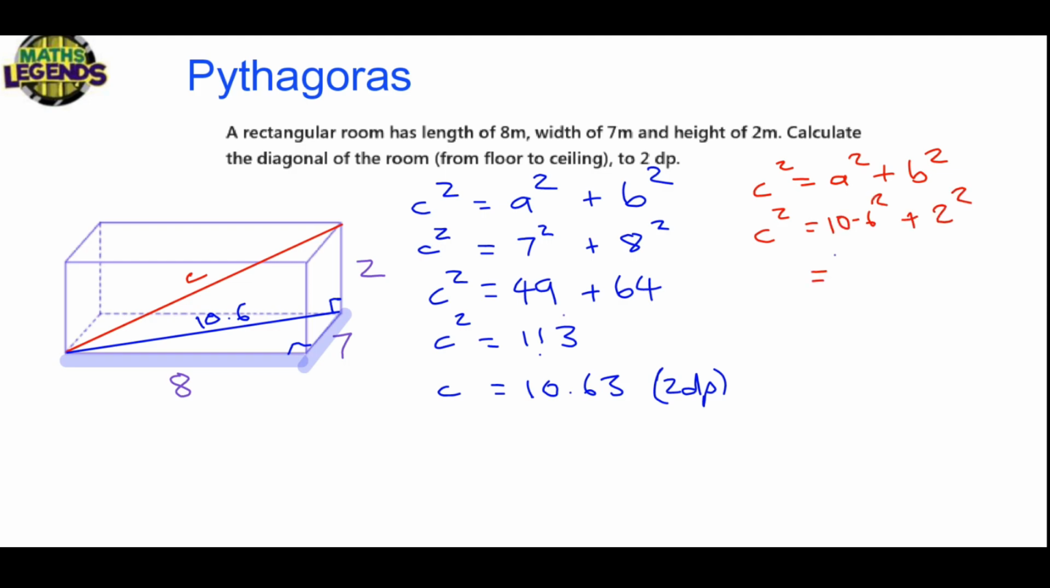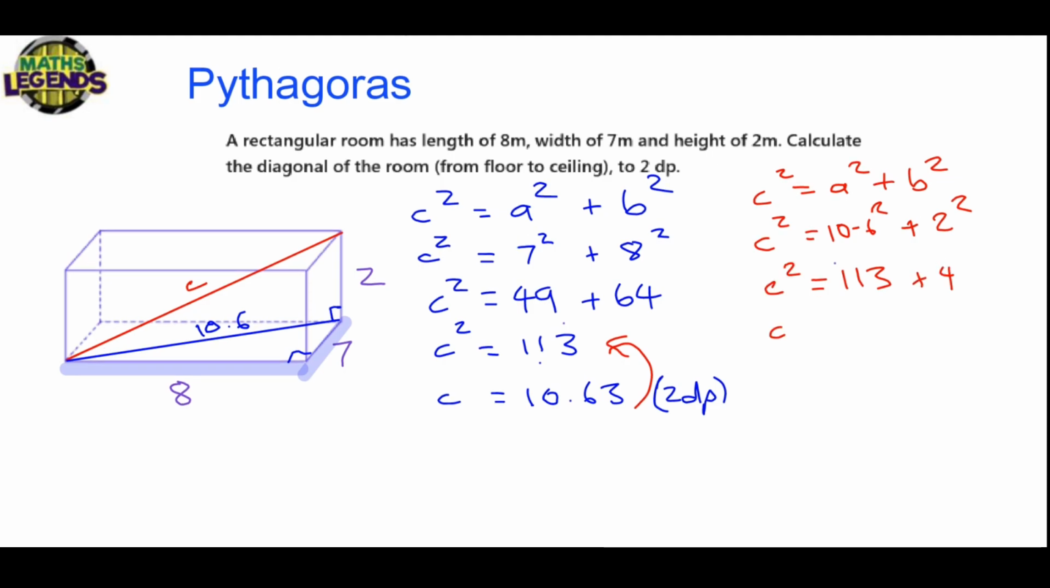So we simplify, while 10.6 squared is 113 as we saw over here, so we know that's 113 plus 4. So this simplifies to c squared equals 117, which when simplified gives us c equals 10.82, 2 decimal places. And that is the answer to our question to calculate the diagonal of the room.